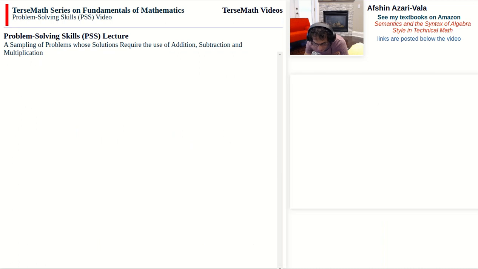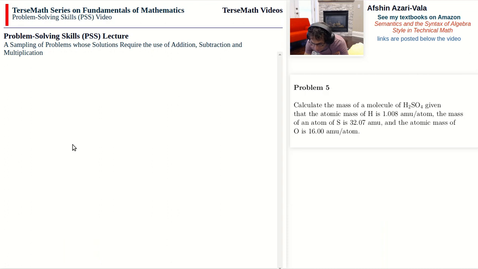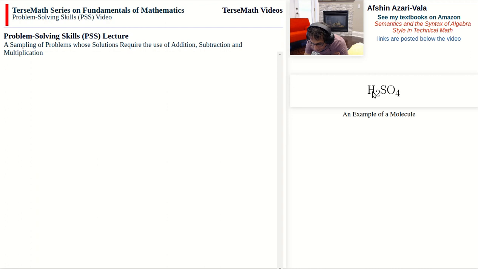Okay, so let's go back to problem number 5. Calculate the mass of a molecule of H2SO4. Now that of course means that there are 2 hydrogens, 1 sulfur atom, and 4 oxygens in a molecule of H2SO4. And here you have it. Let's take a look at this. So there are 2 hydrogens. There is no subscript for S, and that means that there is a 1, and that means there is 1 sulfur atom, and then there are 4 oxygen atoms in that molecule.